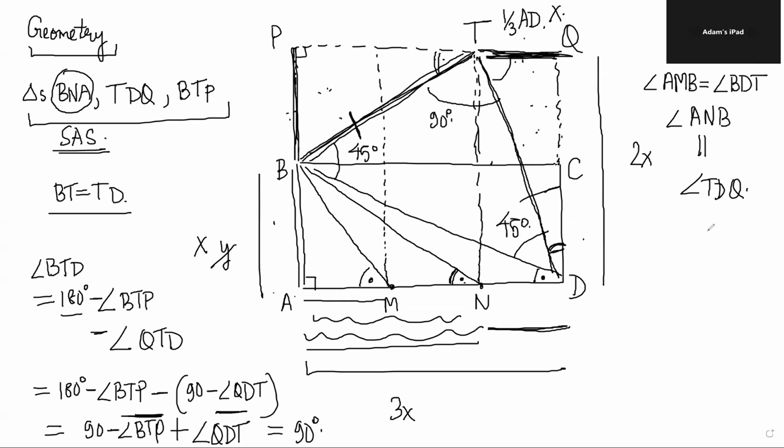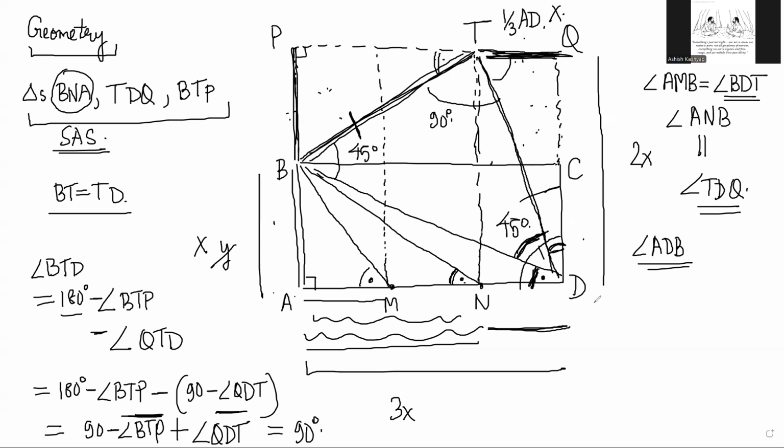And similarly, angle ADB we can keep as the same. Don't touch it. We'll just replace with BDT, TDQ plus ADB, right? So BDT is this angle, TDQ is this angle, and ADB is this angle. So it all adds up to 90, right?